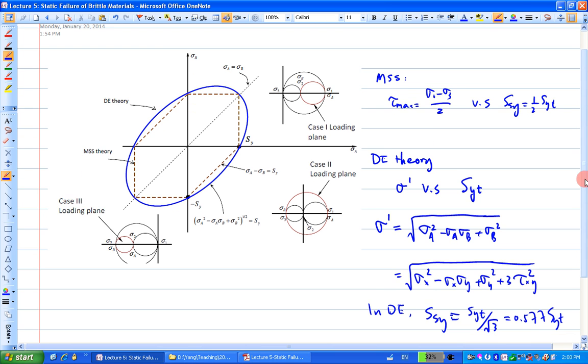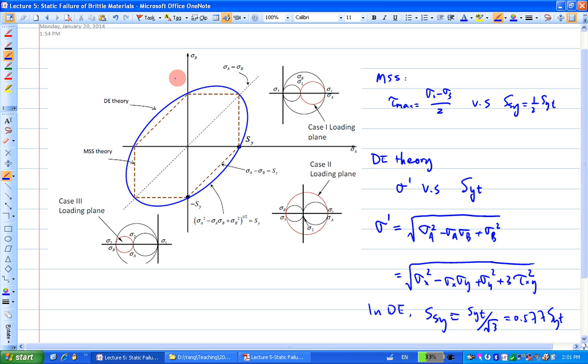So just a quick review, and this is the picture in the handout. If you don't have it, you still get some here. We covered two different theories in terms of the static failure for ductile material. One is the maximum shear stress theory. The other is the distortion energy theory, right?